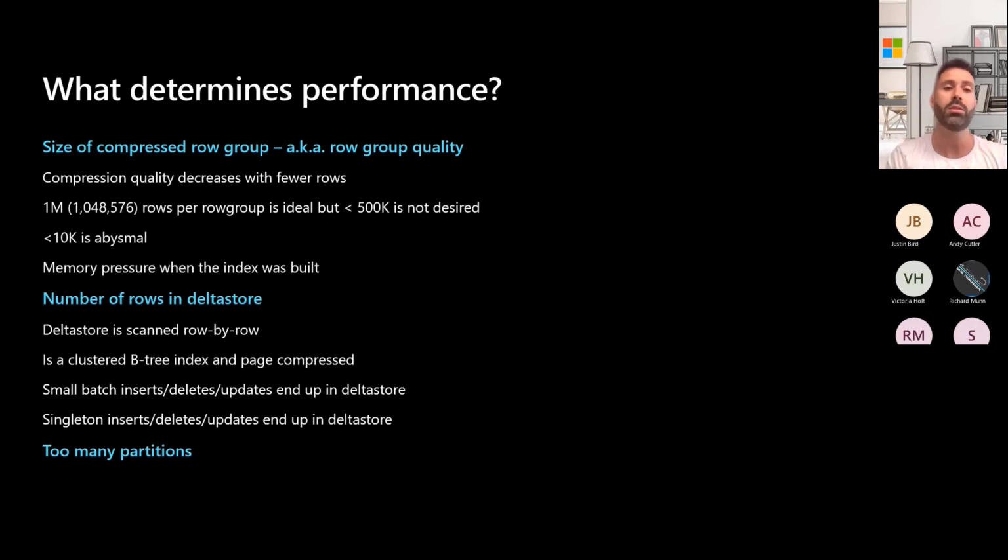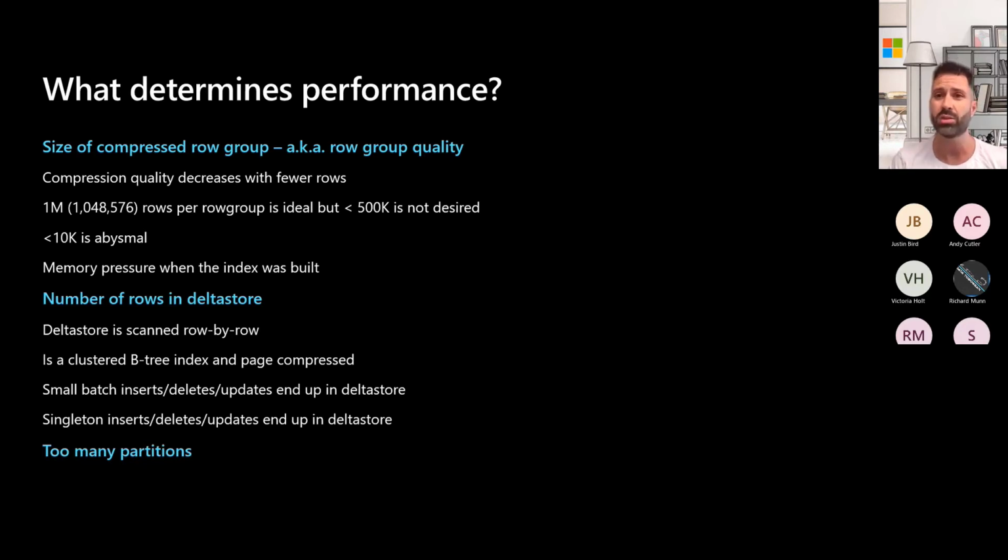Also, what determines the performance of a columnstore index? The size of your row group. We call that the row group quality. So try to have a maximum of 1 million rows in your row group. Try to avoid memory pressure when you are rebuilding it, and try to avoid the trims. That's the general advice that we can give you.